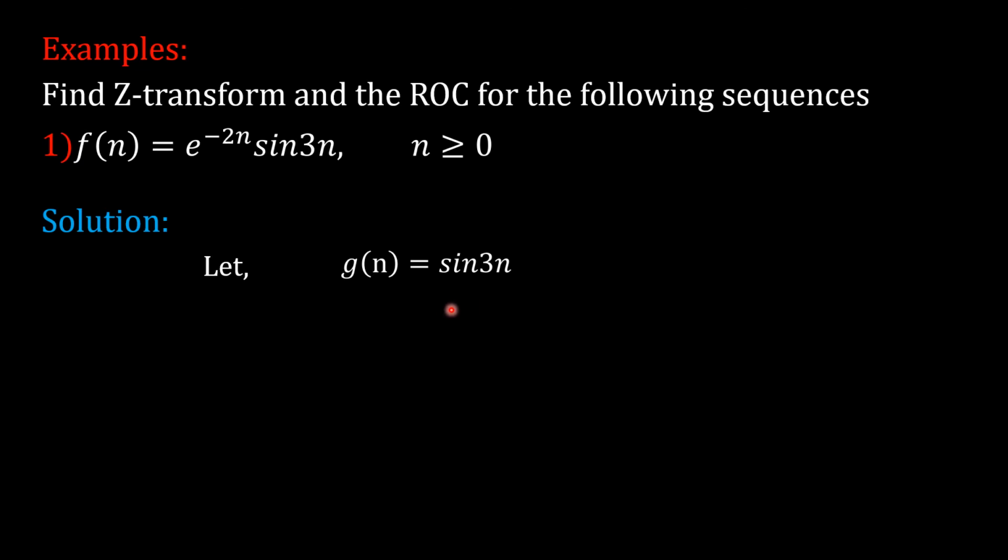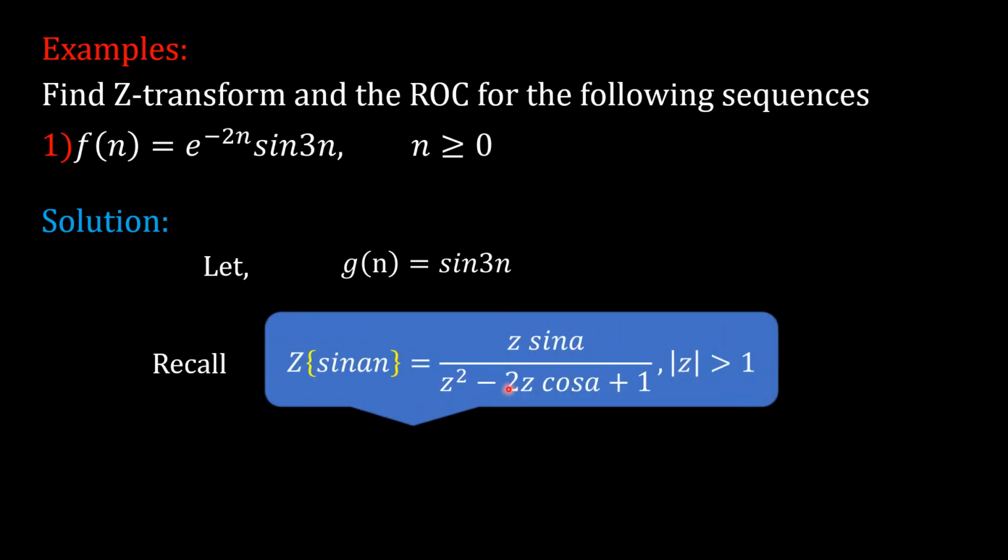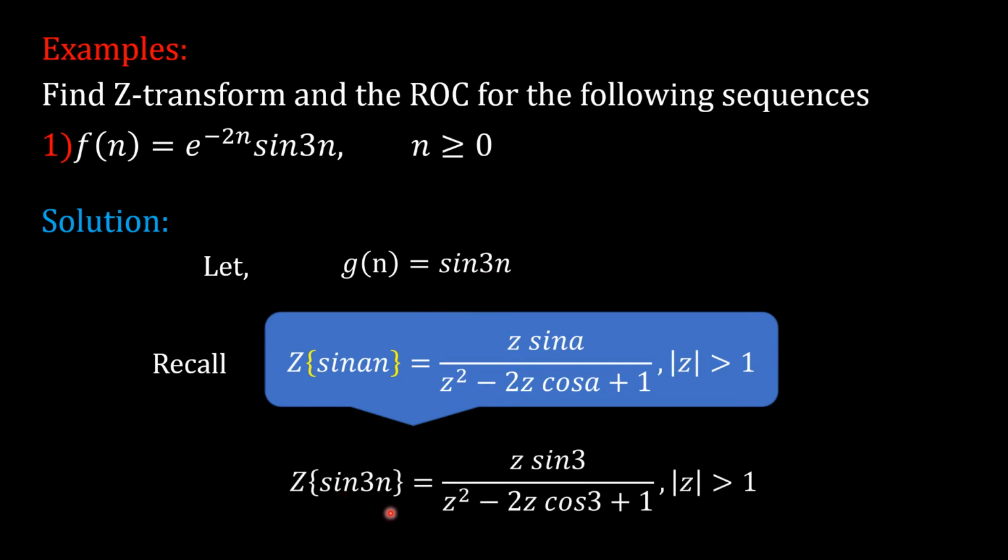Now, we will use the Z transform of some standard functions, and here that standard function is sine an, and its Z transform is z into sine a divided by z square minus 2z cos a plus 1 for mod z greater than 1. Replace a by 3. Hence, the Z transform of sine of 3n will be z into sine 3 divided by z square minus 2z cos 3 plus 1 for mod z greater than 1.